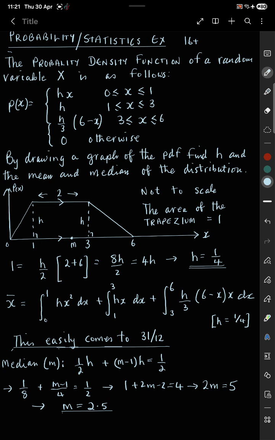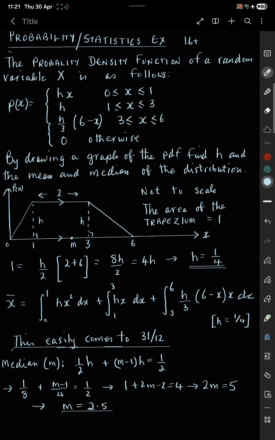Now, those are just very basic integrals and can be quite easily shown to come to 31 over 12. I haven't shown all the working because of the time limits, okay? So that's found the mean value of the distribution.